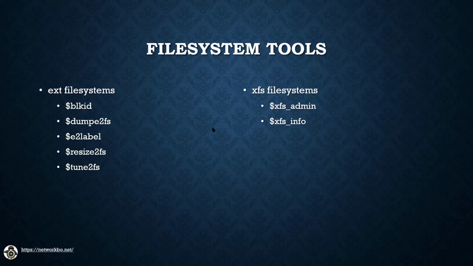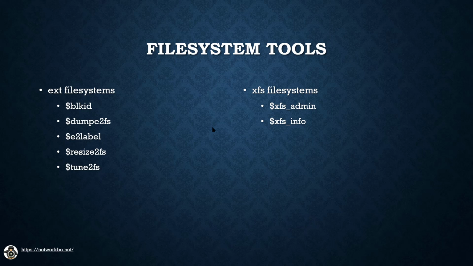Some useful tools for dealing with ext file systems are the blkid command for block devices, which deals with storage, the dumpe2fs command, which shows block and superblock group information, the e2label command, which changes the label on the file system, the resize2fs command, which expands or shrinks the file system, and tune2fs, which modifies file system parameters.